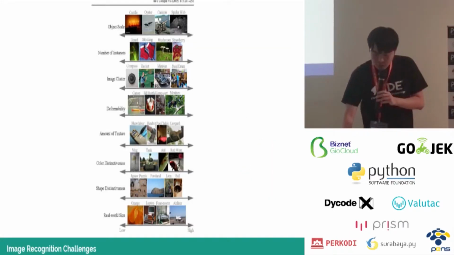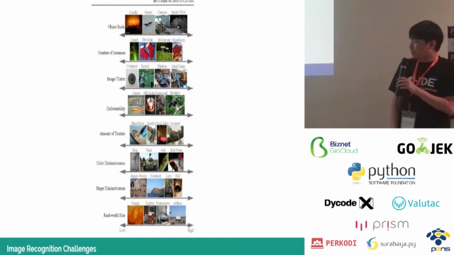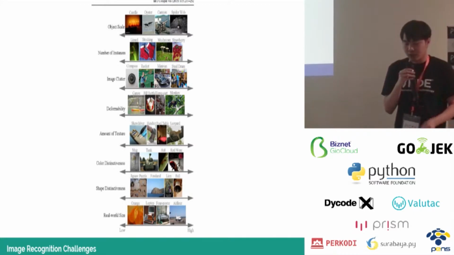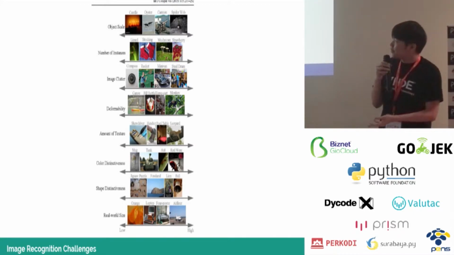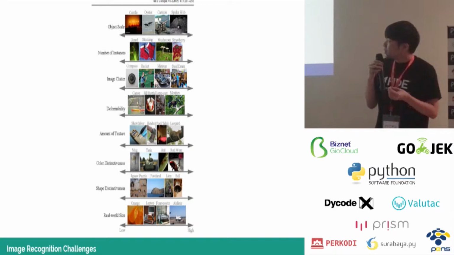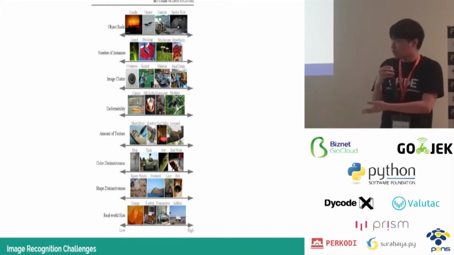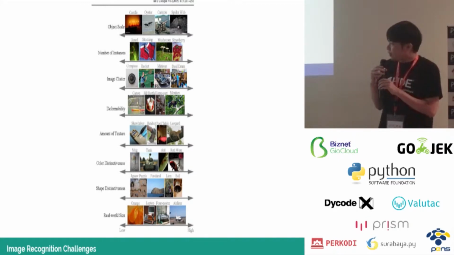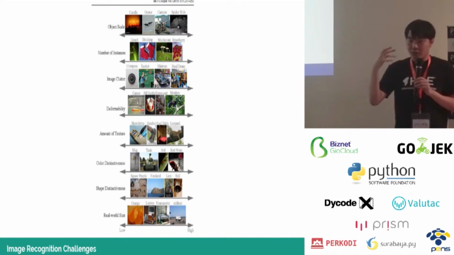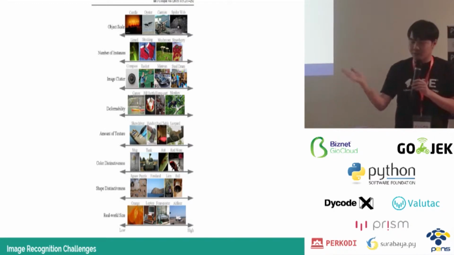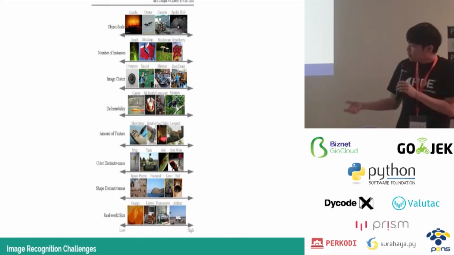So what is the actual challenge of image recognition? There are a lot of things that we need to consider, starting from the object scale, the number of instances in one image. There's also the problem with the color, the shape, and the real world size. For example, for our human eyes, it's probably easy to distinguish the size or the color of the object. But for computers, it's much harder.